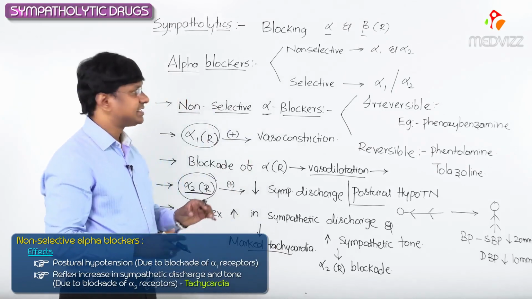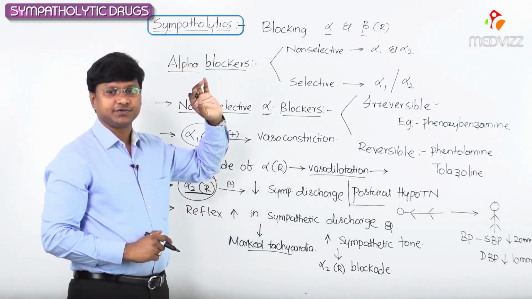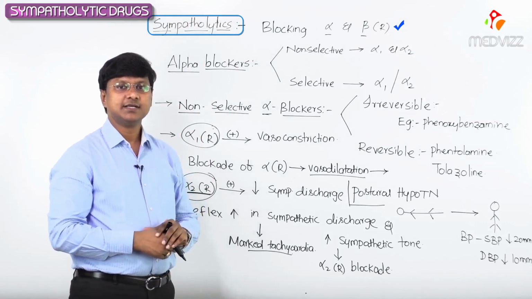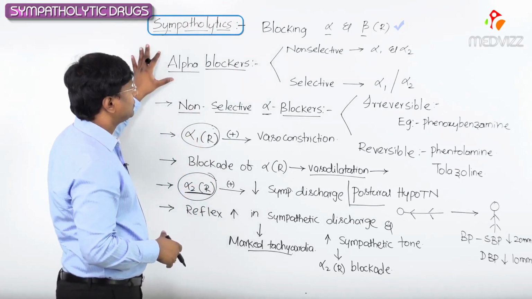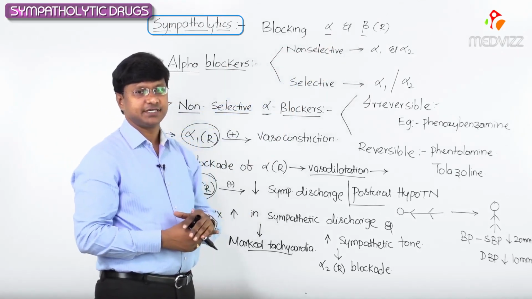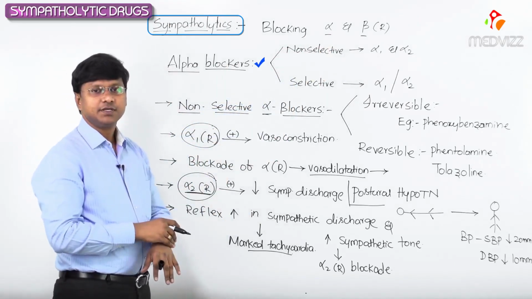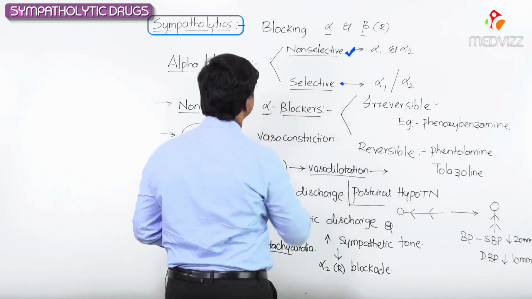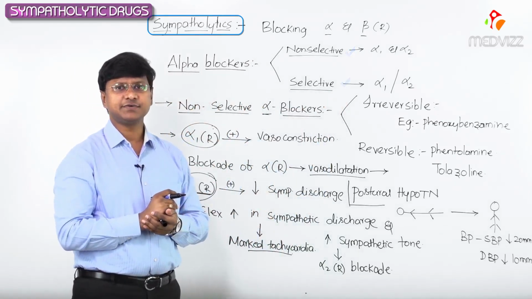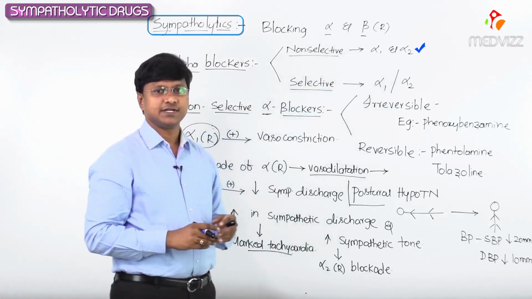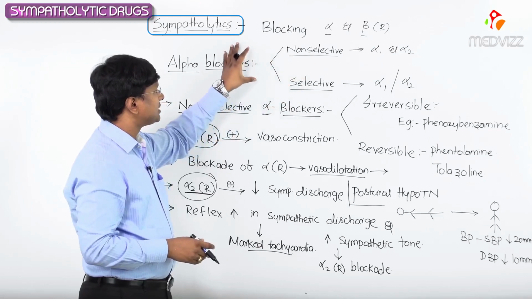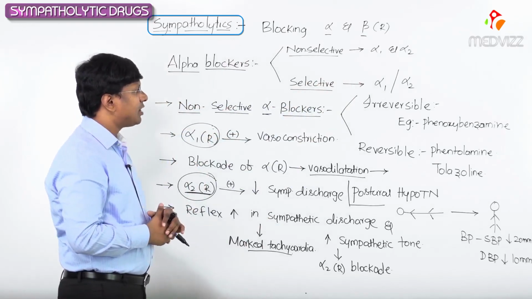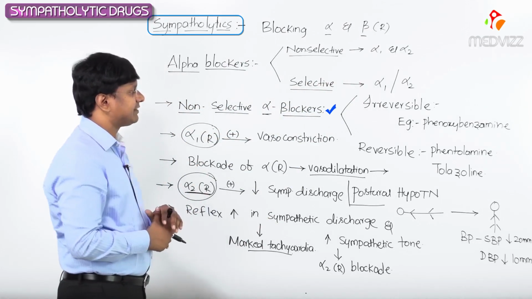Now, let me revise once again. What I am discussing is the sympatholytic drugs. The sympatholytic drugs are those drugs which act on both alpha and beta adrenergic receptors. Now, among these, let me discuss the alpha blockers. We have two types: non-selective alpha blockers and selective alpha blockers. Non-selective alpha blockers block both alpha 1 and alpha 2 receptors. Selective alpha blockers block either alpha 1 or alpha 2 receptors.